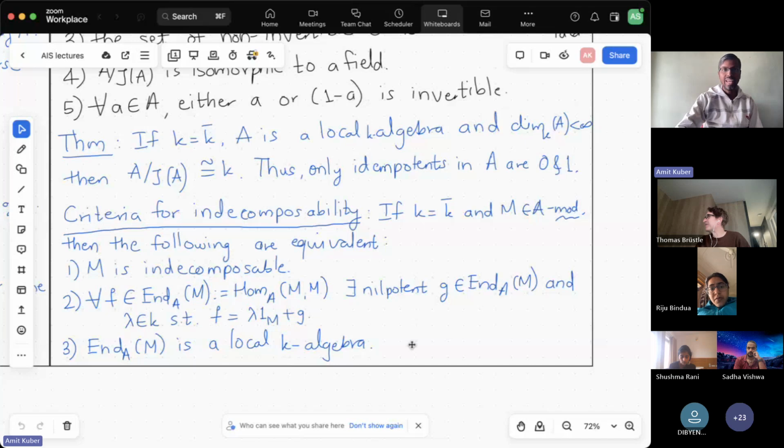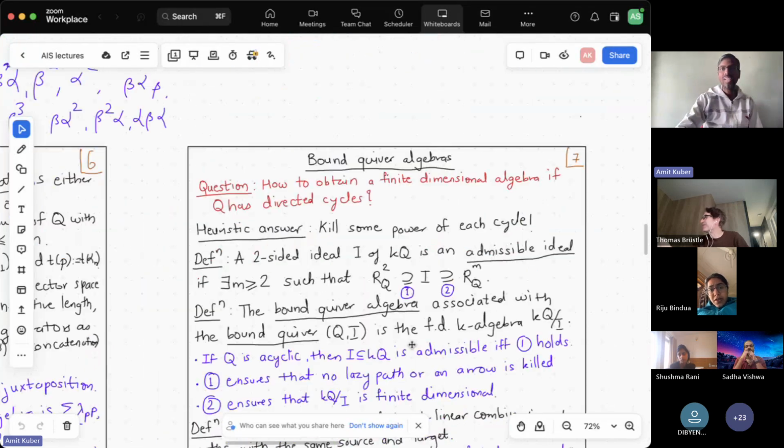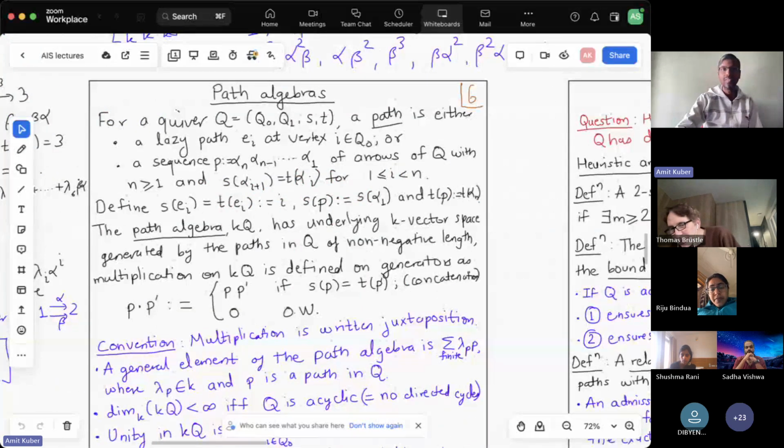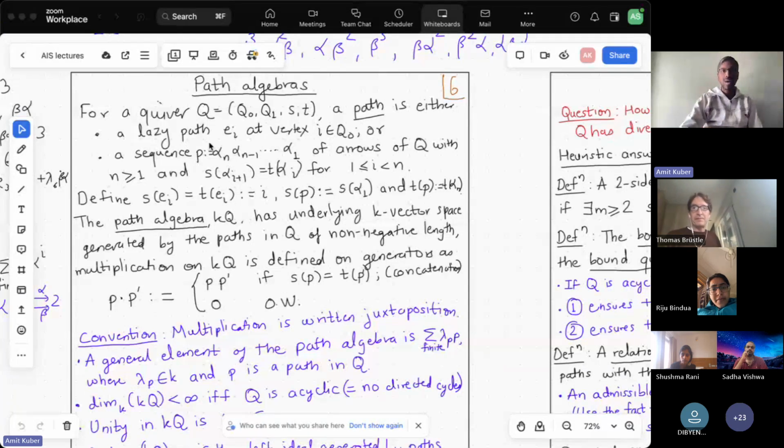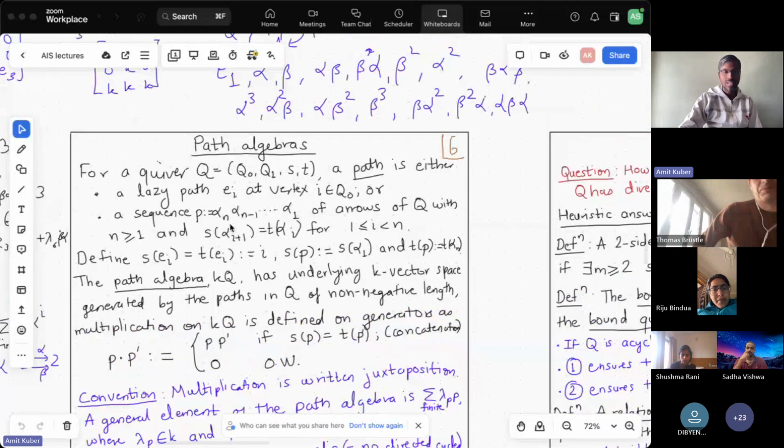Okay. Then we started with path algebras of quivers. So quivers are, as you know, 4 tuples. Those 4 tuples are Q0, Q1, and the source and target functions on the arrows, and the lazy paths and the positive length paths. So both those things are paths, and we take paths as the set of generators, and then we describe the path algebra. We looked at some examples, and let me go to the set of examples here.